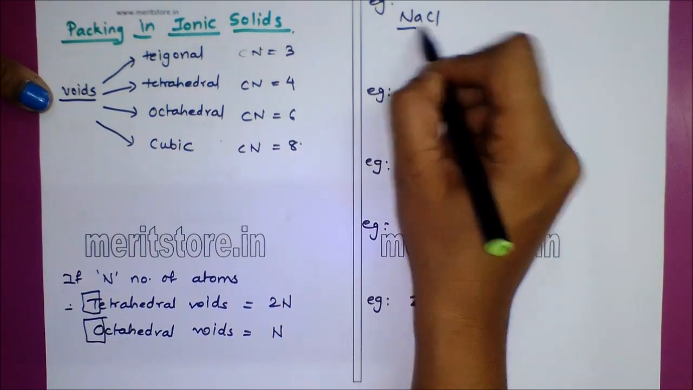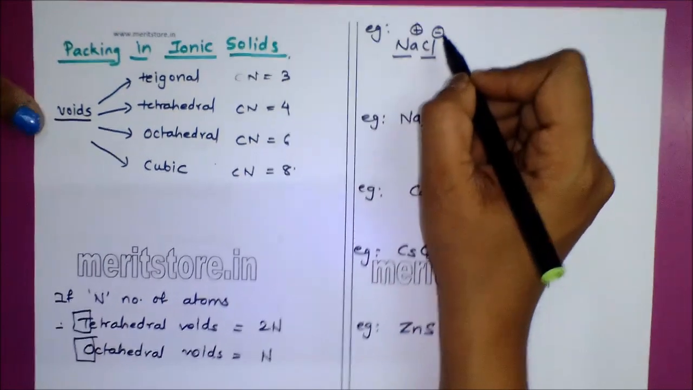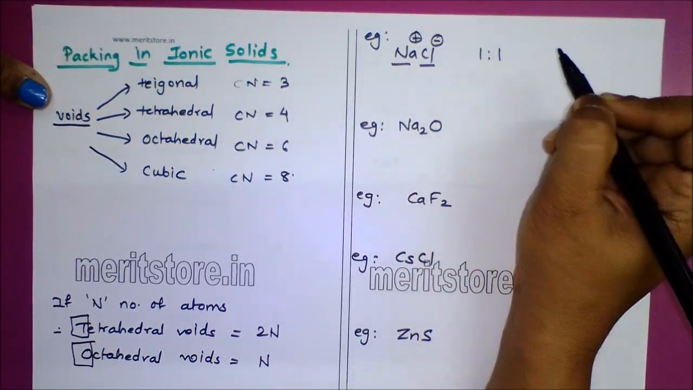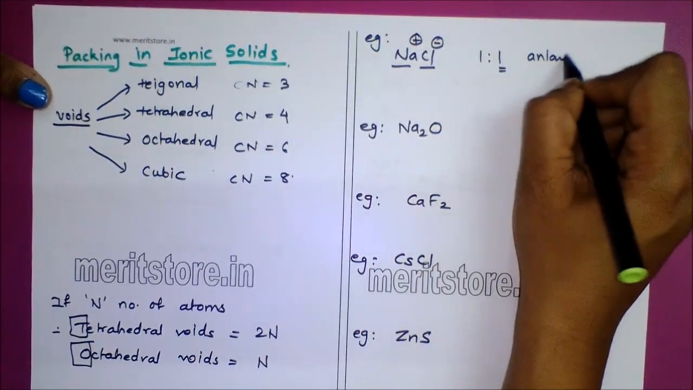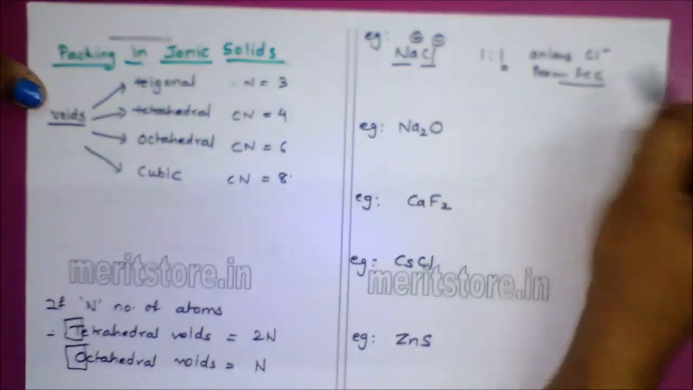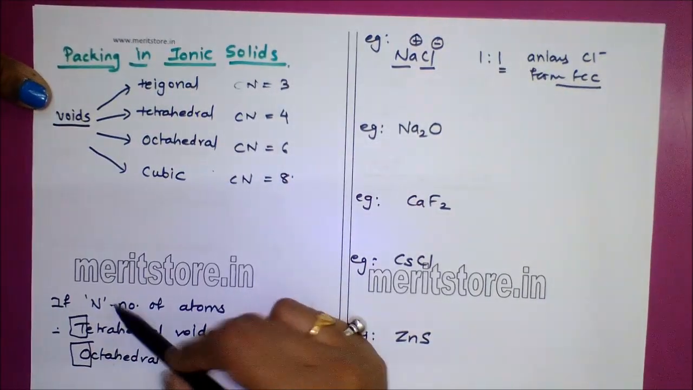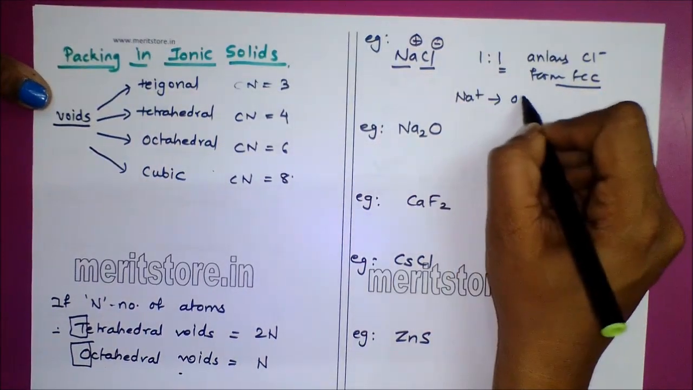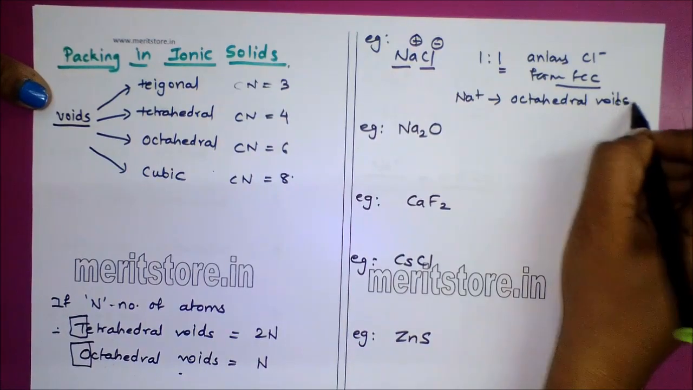For example, if we talk about NaCl, here Na is plus and Cl is minus. So the ratio between this cation and anion is 1:1. Whenever the ratio is 1:1, the anion forms the structure. So the anion, Cl minus, will form the FCC, and since the ratio is 1:1 for the number of atoms and the octahedral voids, the Na plus will occupy the octahedral void spaces of the Cl minus.